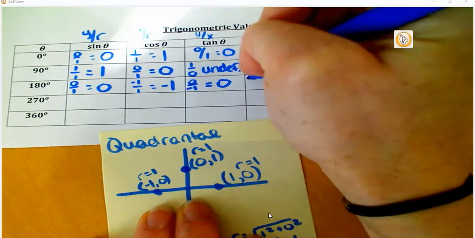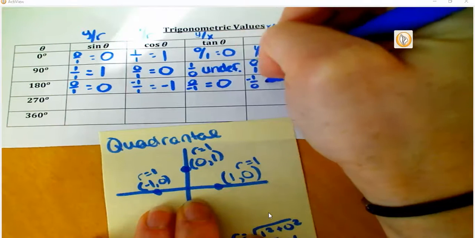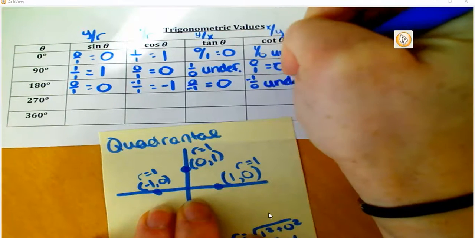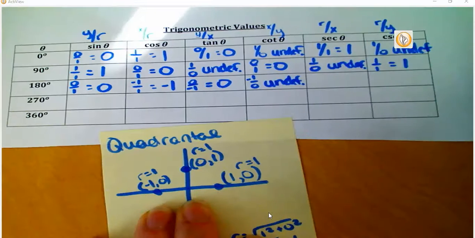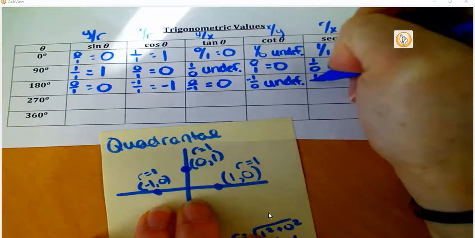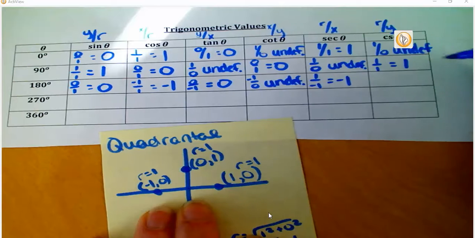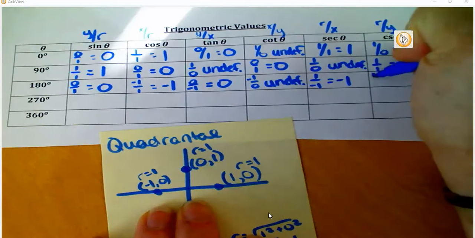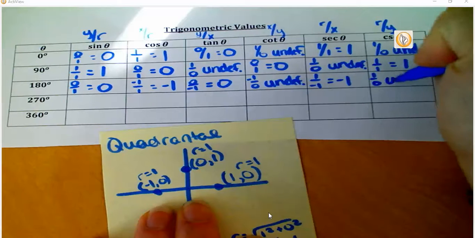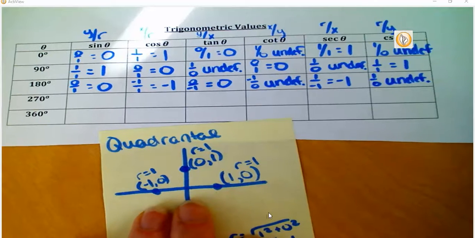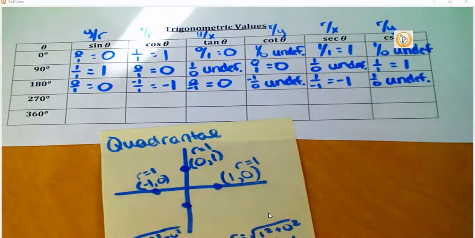Cotangent, just the reciprocal of tangent, negative 1 over 0 is undefined. Secant, reciprocal of cosine, 1 over negative 1 is negative 1. Cosecant, reciprocal of sine, 1 over 0 is undefined. I want you guys to do the last 2 rows.